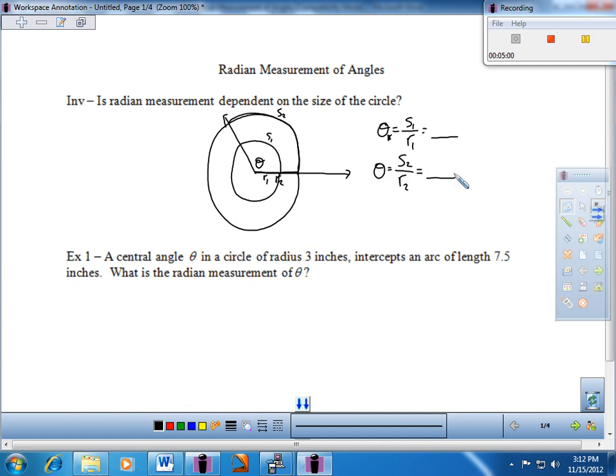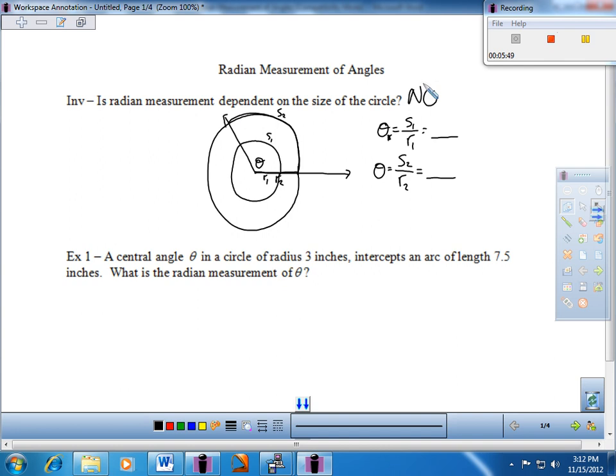As long as the terminal side has not changed, and there it is, everyone, there is my terminal side in a nice uniform position right there. No matter how many times I do S over R, I should always get the same result. So the investigation question, let's go back and answer it. It says, is radian measurement dependent on the size of the circle? Absolutely not. It's only dependent on the position of the terminal side. So no matter what, theta is going to be S over R.